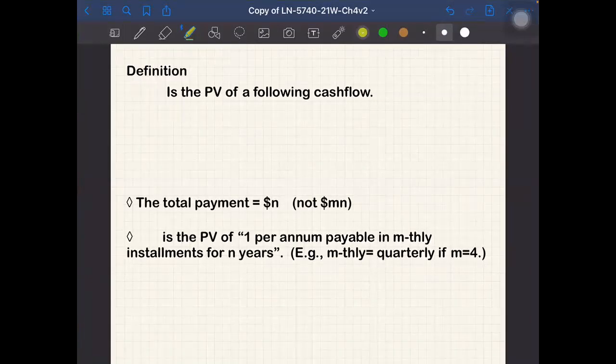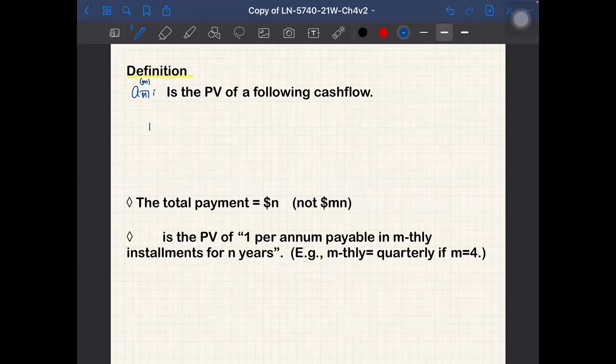Hi, we continue section 4b, the annuity payments part 2. So we introduce a new notation: a angle n superscript m, at rate i. This is the present value of the following cash flow. Basically, this m means m payments per year.